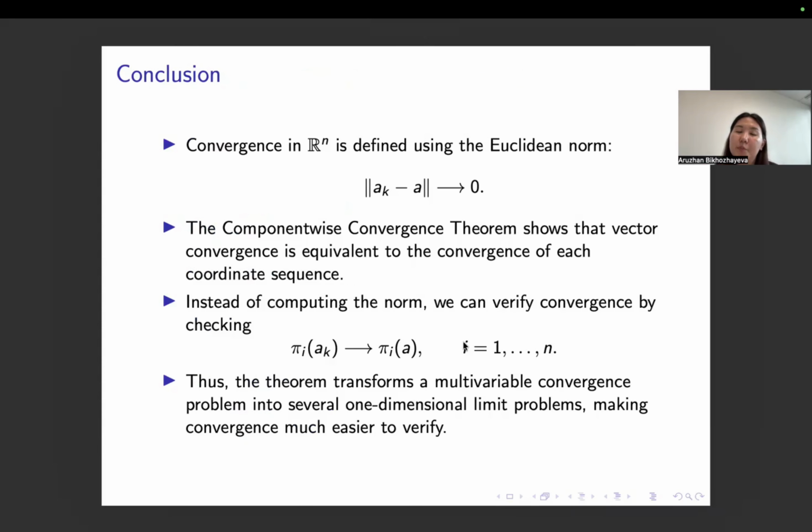To summarize today's presentation, convergence in Rn is formally defined using the Euclidean norm, however, the component-wise convergence theorem shows that checking every coordinate separately is completely equivalent. This transforms one complicated vector problem into several simple one-dimensional limit problems. As a result, proving convergence becomes much faster, much easier, and more intuitive. That is why this theorem is widely used throughout multivariable analysis.